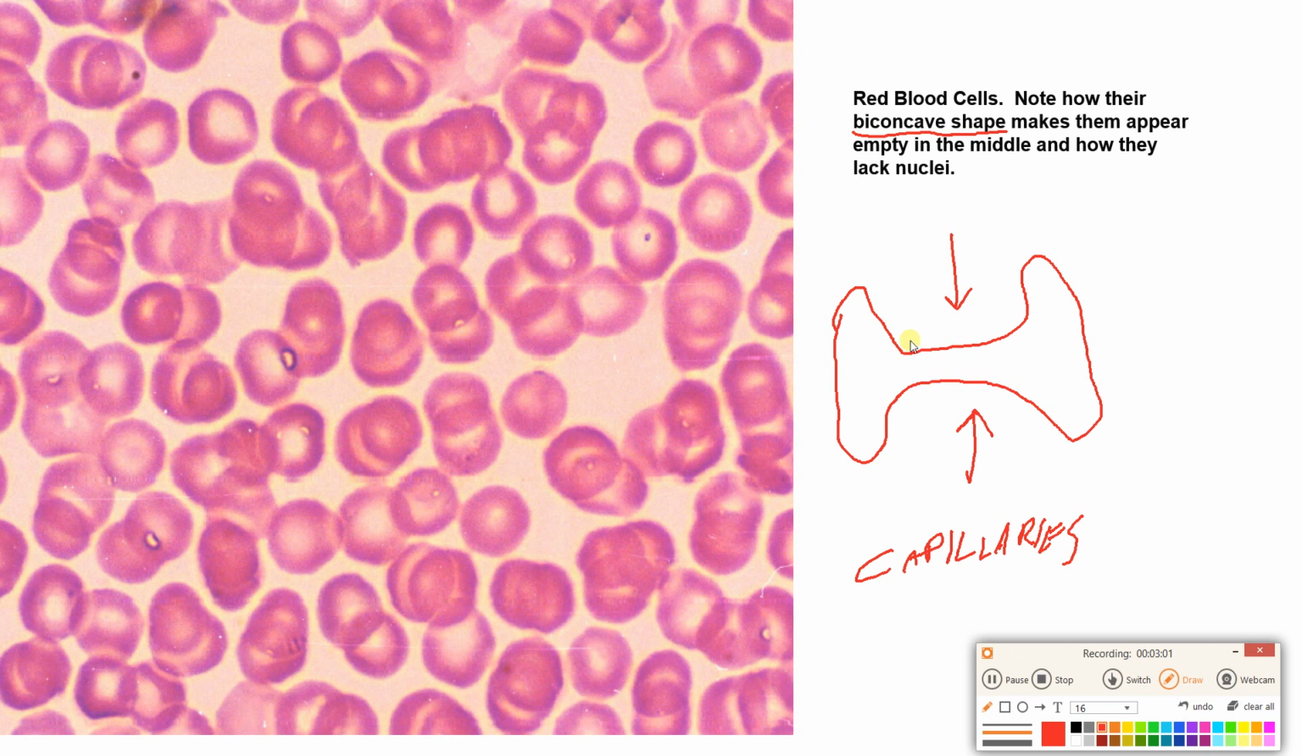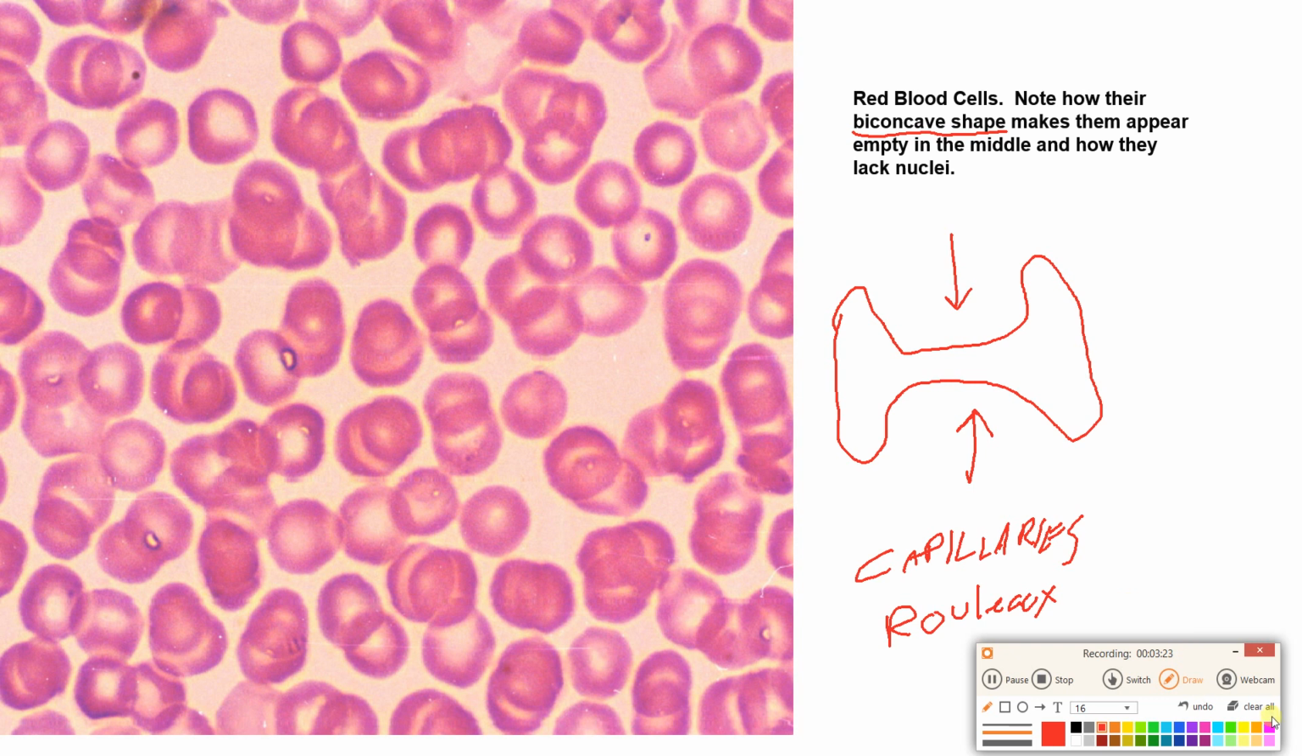The biconcavity also makes the red blood cells kind of stackable. So what they can do is they can go single file, and a single file of red blood cells is called a rouleau. Going through single file lets them get through narrow blood vessels really, really well.